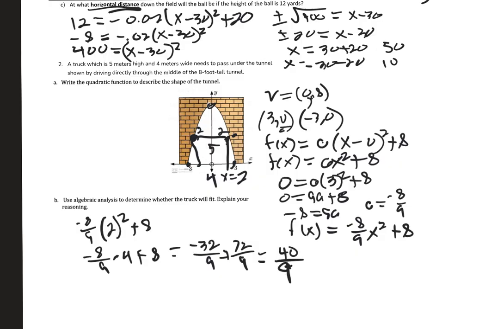And that means that the y value for this is 40 over 9, which means that that's going to be below this 5, and so that means that this truck is not going to fit through, because what's happening is that when y should be 40 over 9 or less, we have a y value of 5 right here. So that means it's not going to fit through. Okay. Let's take a look at the next page here.